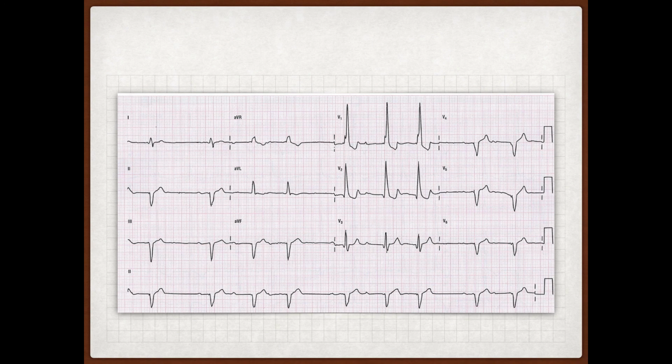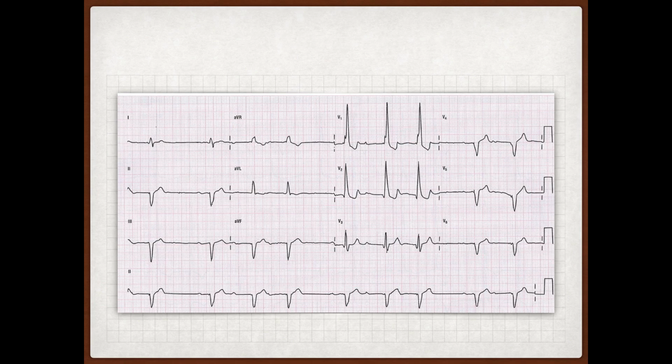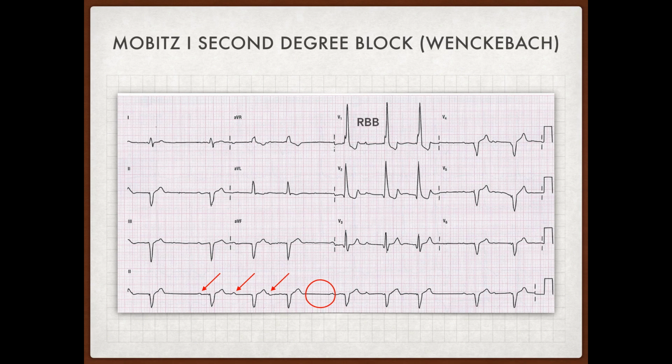So what about this one? Anybody? P wave? This is type 1, yeah. So this would be your Wenckebach, because your PR interval here is prolonged. And then you drop your QRS. And it also has a right bundle branch block.